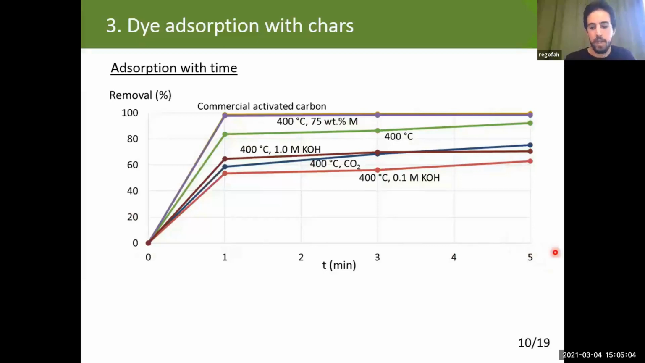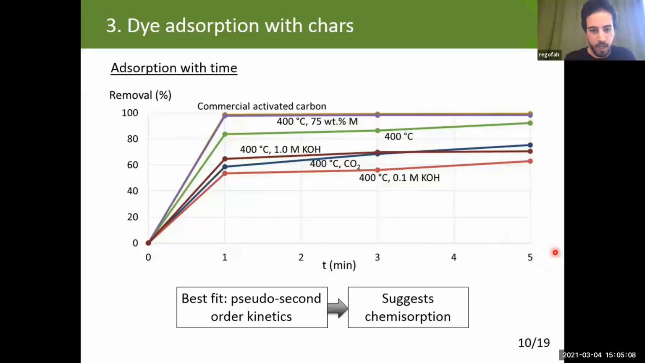And then fitting kinetic models to this data, I found that the best fit was pseudo second order kinetics, which usually suggests chemisorption occurring. So a two-step process of accumulation of the contaminant and then adsorption with more energy than physisorption, which is lower energy adsorption.